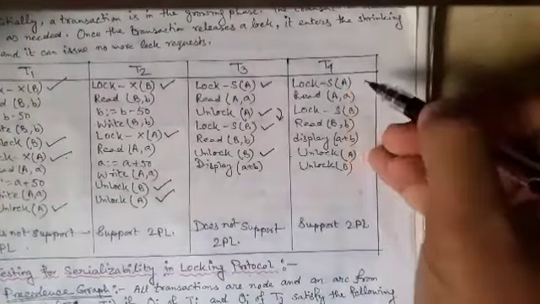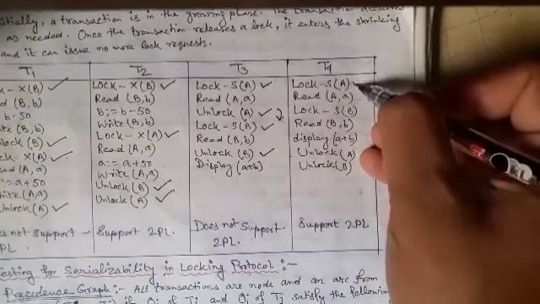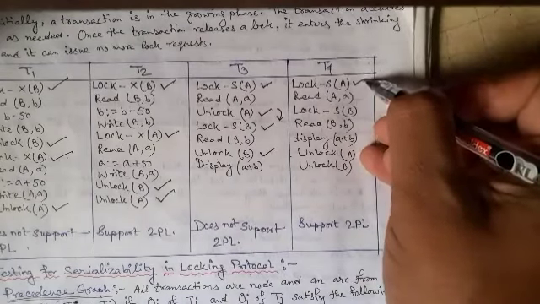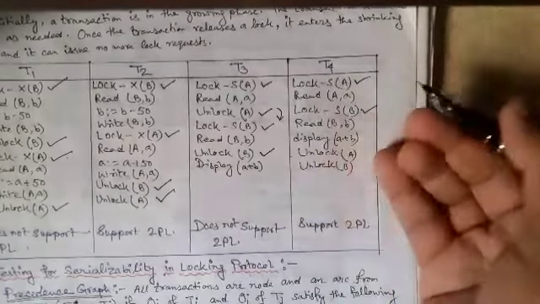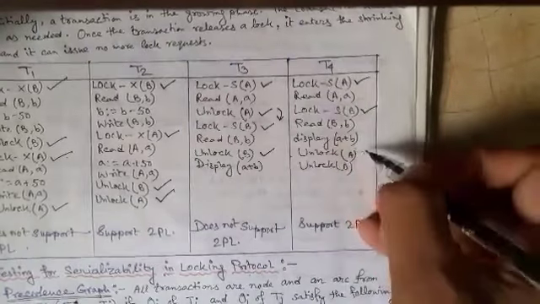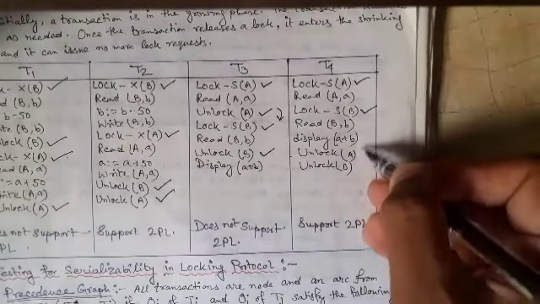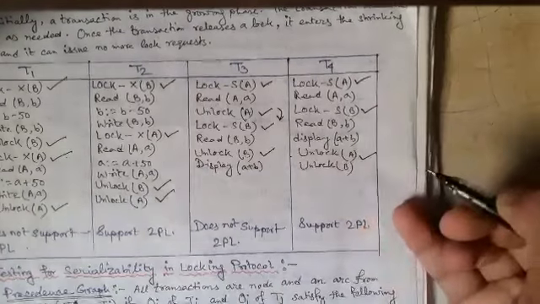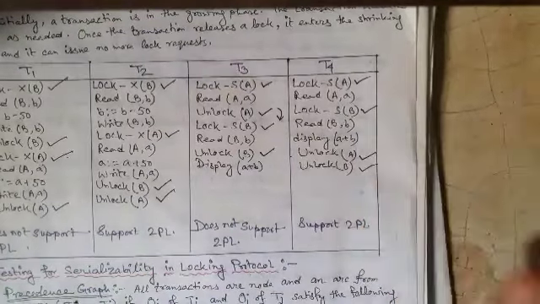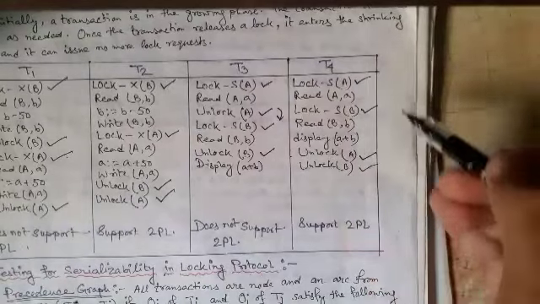Now for T4, here at first shared lock for item A, that is the growing phase, shared lock for item B, that will also be the growing phase. Then we complete the growing phase, we start the shrinking phase, that is unlock A and then unlock B. So that will support the two-phase locking protocol.